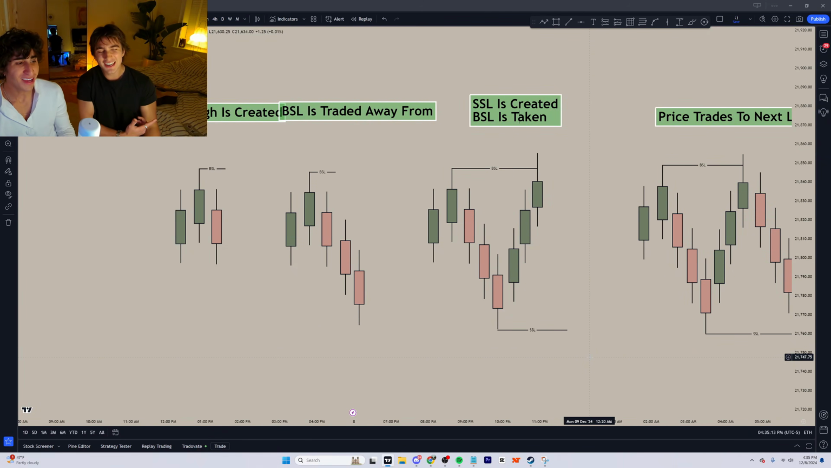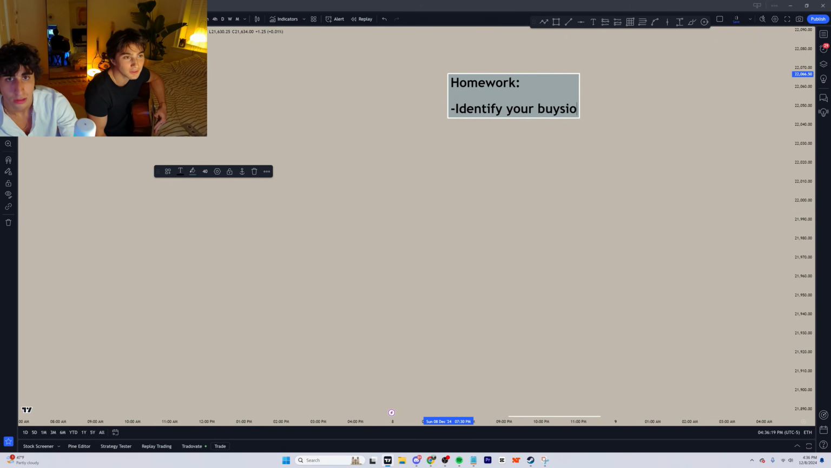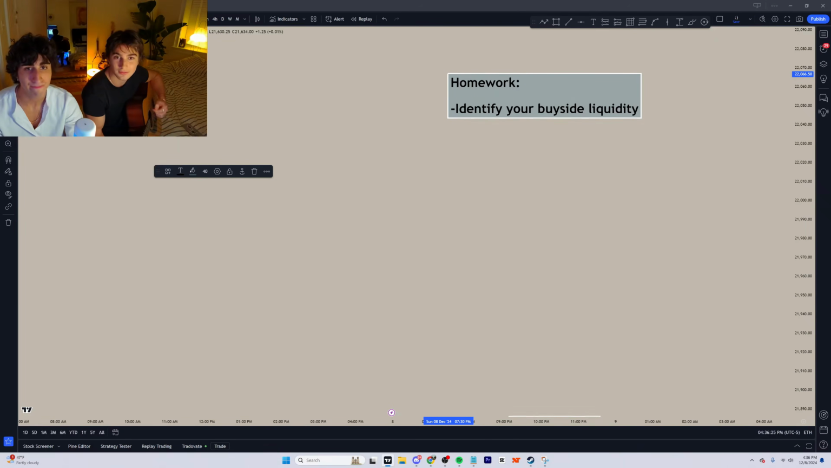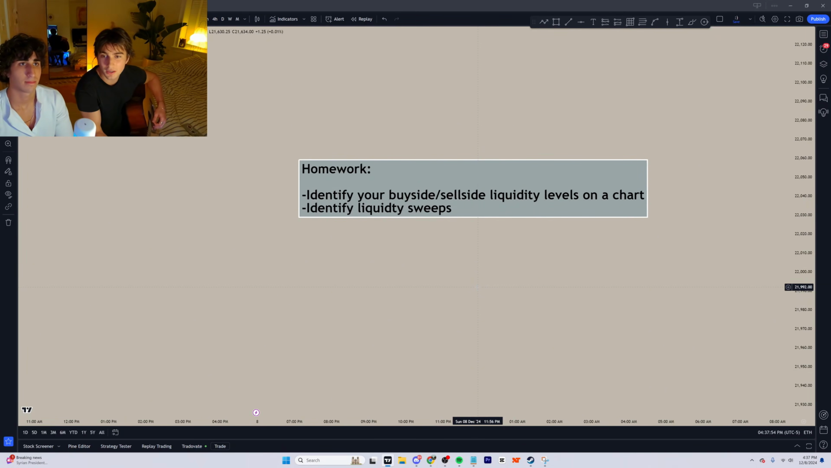We teach you how to make money. Identify the swing lows. Identify the swing highs. Then liquidity gets taken.